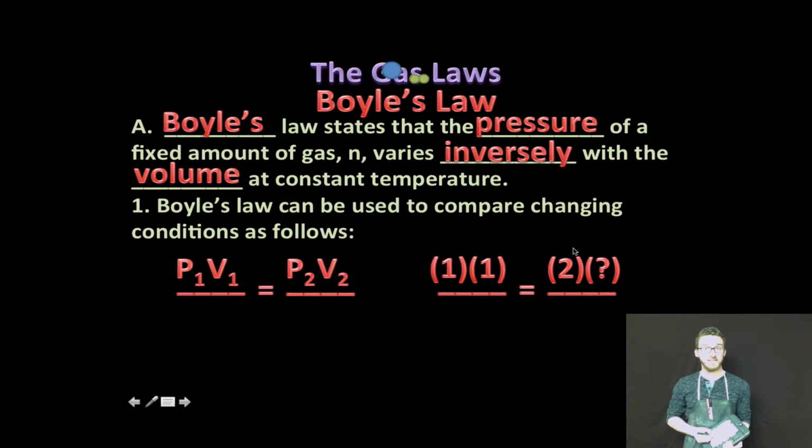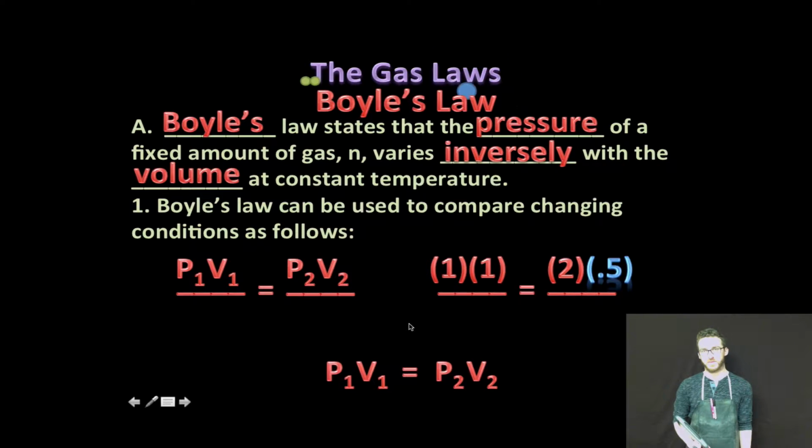So if I were to say double my pressure from my initial pressure, what must happen to my volume? Bet you can do this one without a calculator. We're going to decrease the volume to 0.5 liters. Inverse relationship between pressure and volume. That is the relationship that Boyle's law describes. And it's a simplified version of our combined gas law when we keep the number of moles and temperature constant.